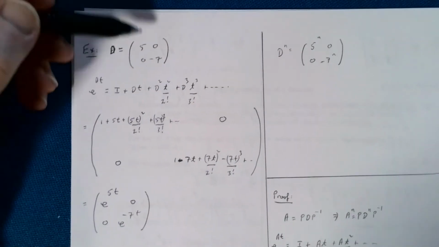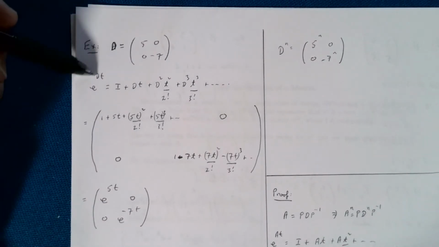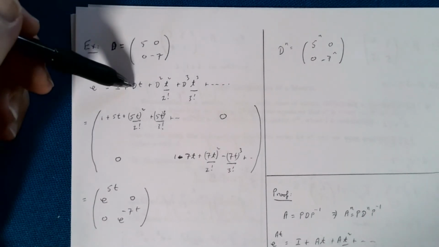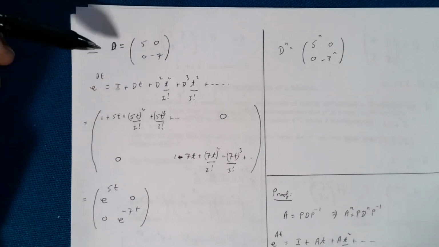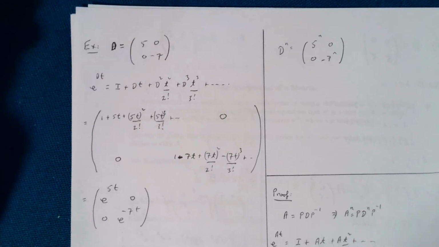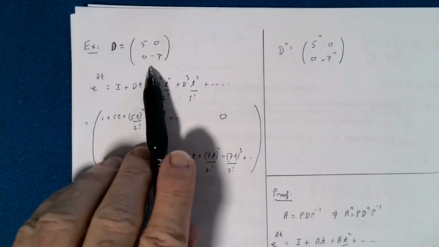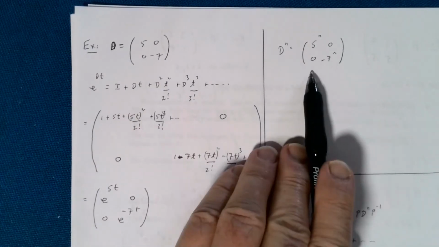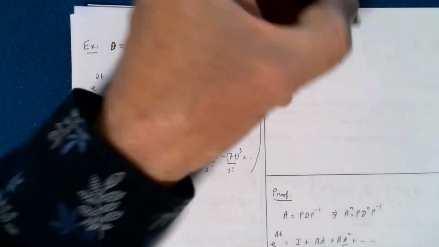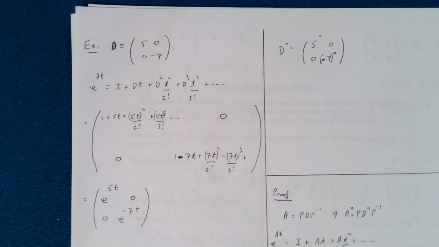Here's our matrix D, which is 5, 0, 0, minus 7. And by definition, e to the Dt is I plus Dt plus D squared t squared on 2 factorial plus D cubed times t cubed on 3 factorial, and so on. Now, when we've got a diagonal matrix, then of course the nth power of that matrix is easy. It's just 5 to the n and (minus 7) to the n.